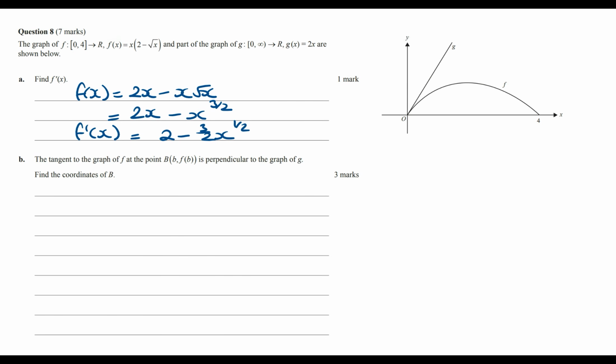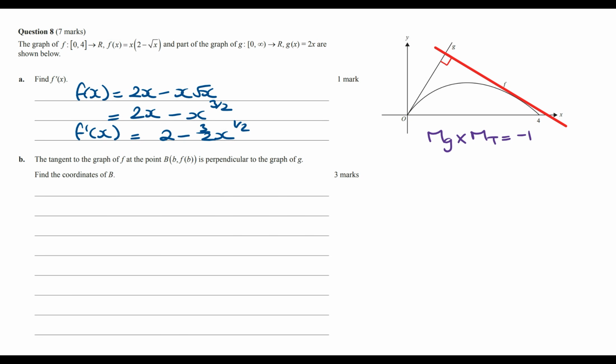The tangent to the graph of f at the point B is perpendicular to the graph of g. Find the coordinates of B. If the tangent line at some point B is perpendicular to the line g, then we can state that the gradient of the line g times the gradient of the tangent line is going to equal minus 1.